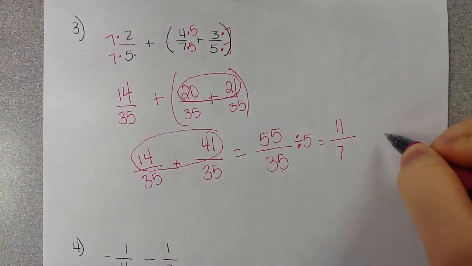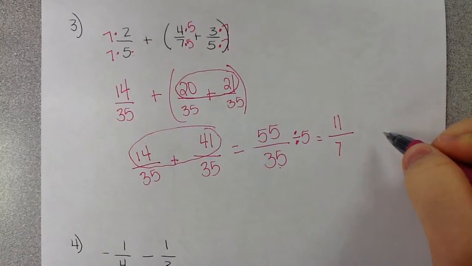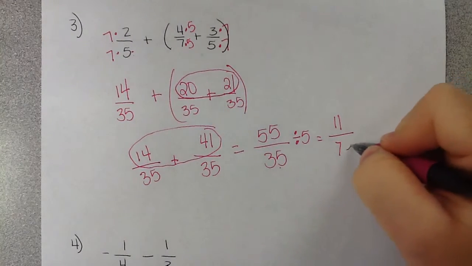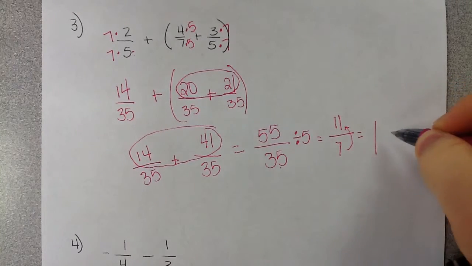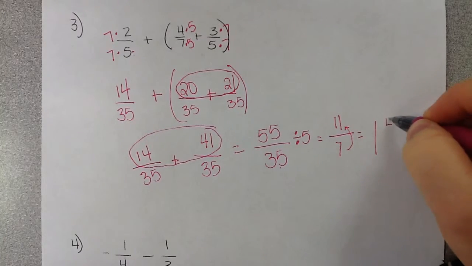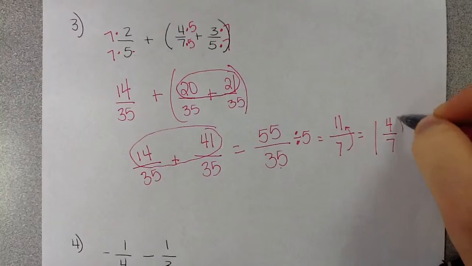7. Now this is an improper fraction. The top is too big. So how many times will 7 fit into 11? Once. If I take those 7 pieces out, 4/7 left.